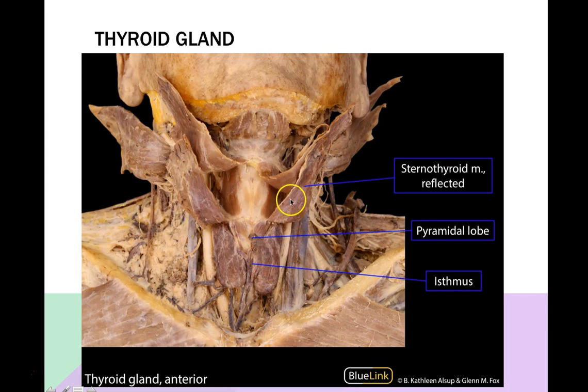Here is our sternothyroid muscle that's reflected. We also have the sternohyoid muscle that has been reflected superficial to that. And here is our thyroid gland. You can kind of see that butterfly shape to it. And we have this pyramidal lobe that was identified on this cadaver, and there's the isthmus that joins the two lobes of the thyroid gland together.